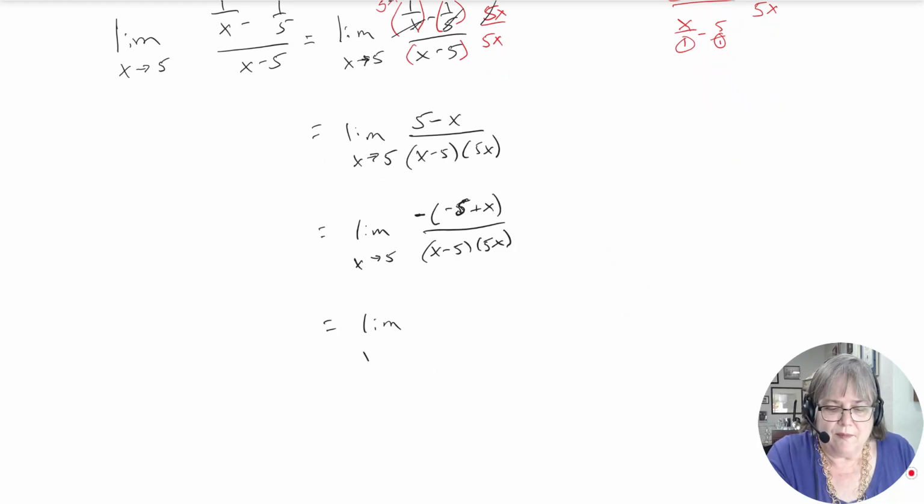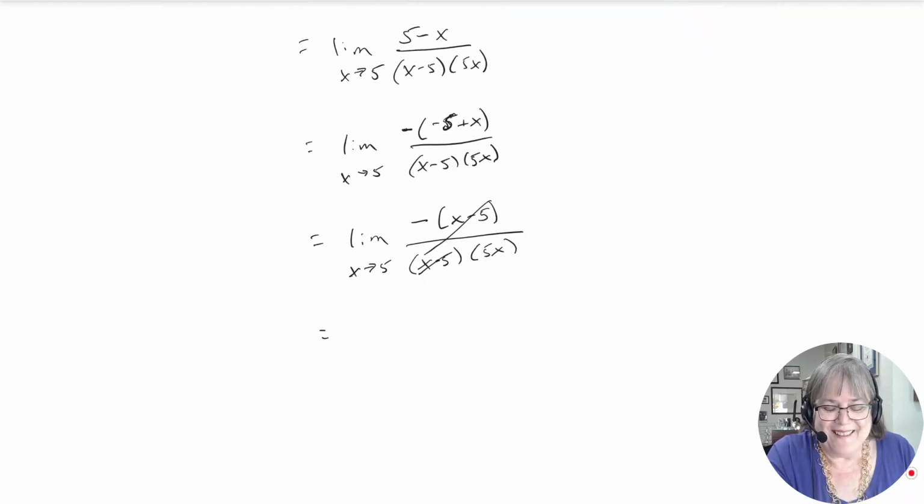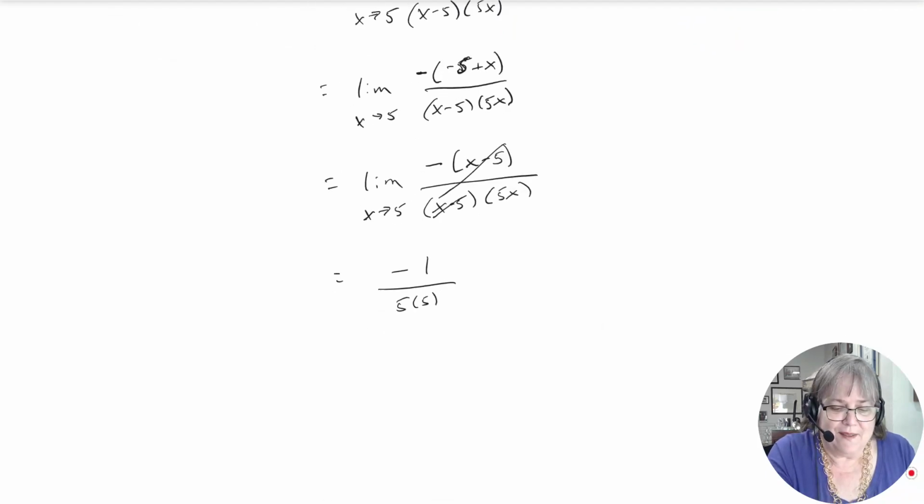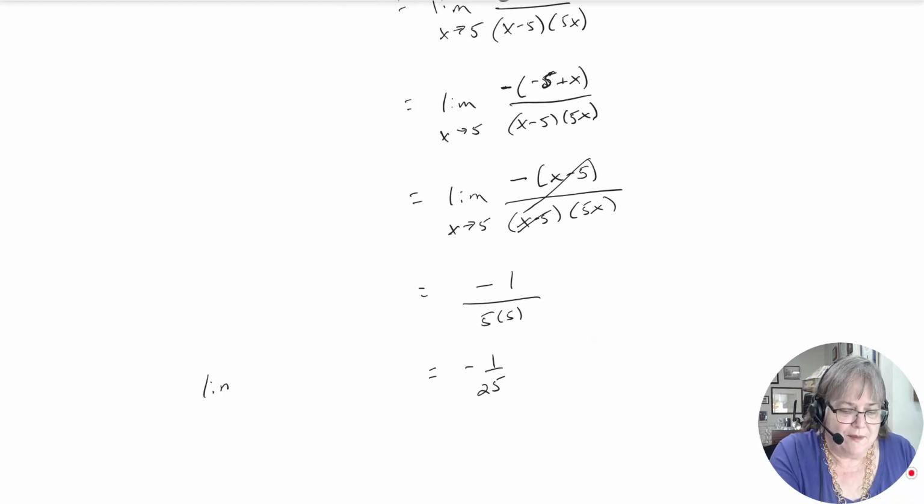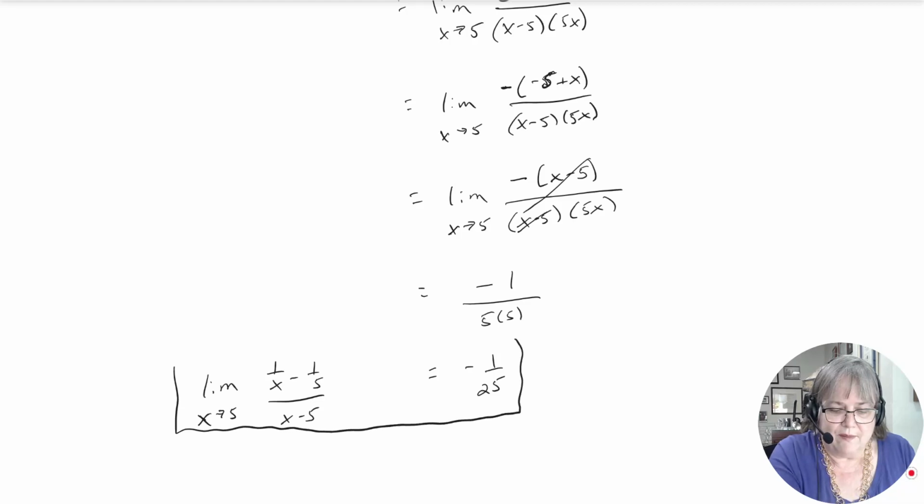So I have the limit as x goes to 5 of the negative, and I'm going to switch these two around so the x is in front so you can see this a little bit better. And these cancel or reduce. And you have negative 1 over 5 times 5. So it turns out to be negative 1/25. So the limit as x approaches 5 of 1 over x minus 1 over 5, over x minus 5, is negative 1/25.